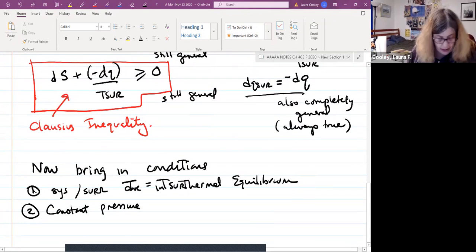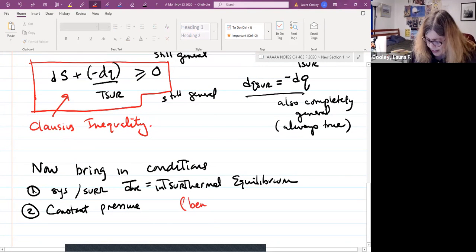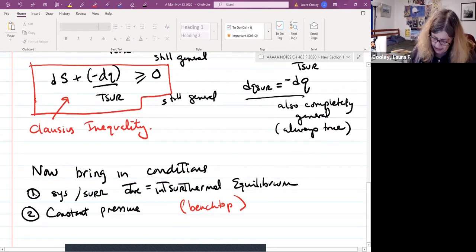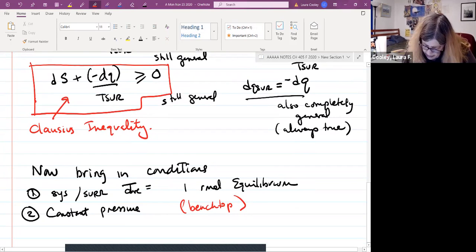All right, so constant pressure. So it's like a bench top, right? So what that does to this is I'm going to be able to, oh man.